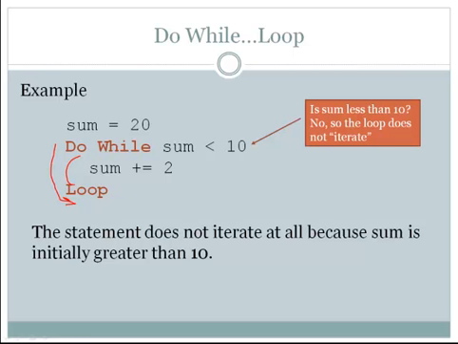If sum is equal to 2, then 2 is less than 10. 2 will be added to sum, and then it will keep looping until sum is equal to 10. When it comes back up and sum is equal to 10, then 10 is not less than 10. At that point, it will fall out of the loop.